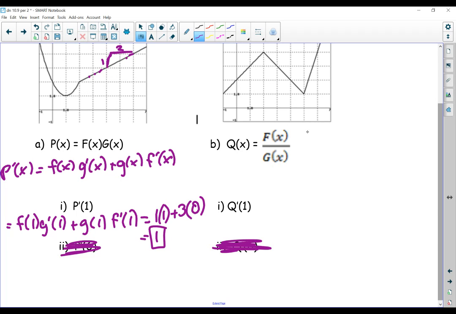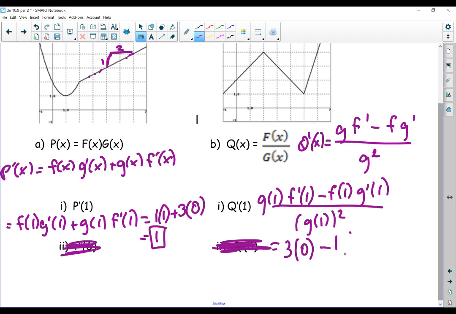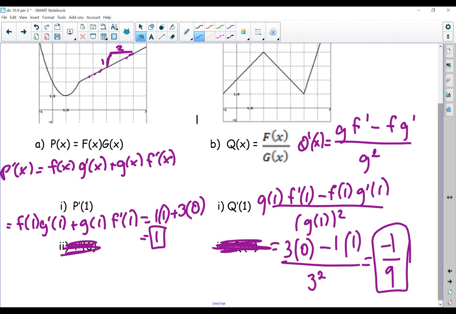Okay. All right, now let's go q prime of x here. So q prime of x is low d high minus high d low over low low. Okay, so if I want 1, it's going to be g of 1, f prime of 1, minus f of 1, g prime of 1 over g of 1 squared. Okay, so g of 1 is 3, f prime of 1 is 0, f of 1 is 1, g prime of 1 is 1, g of 1 is 3. So I end up with -1/9. So just some graph examples there.